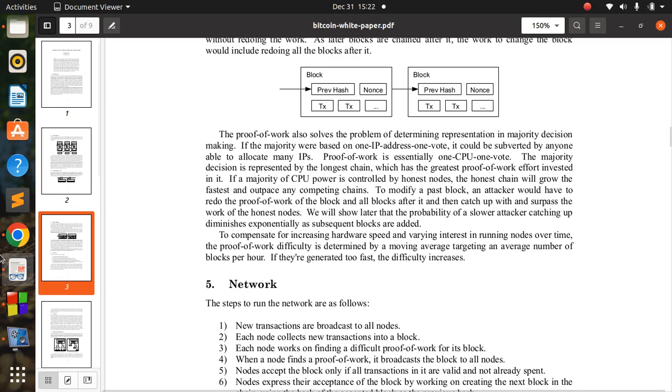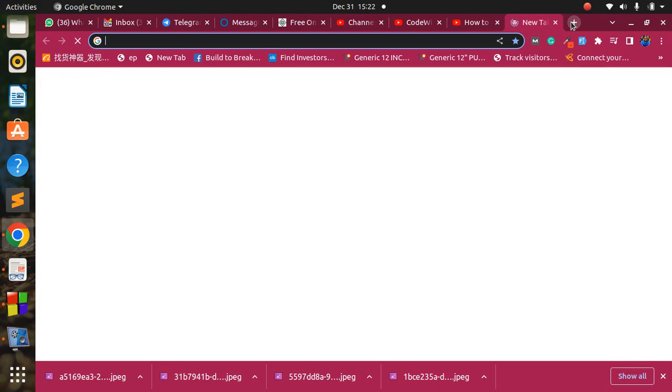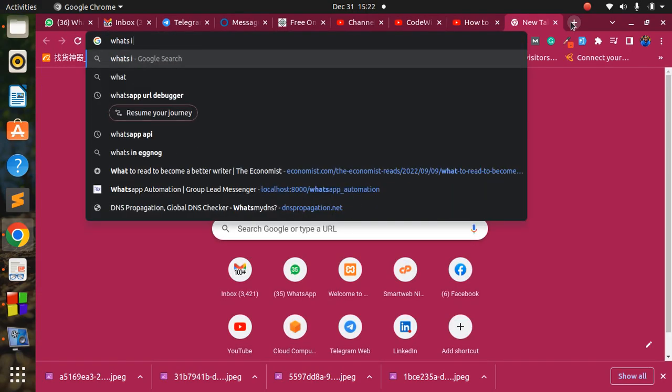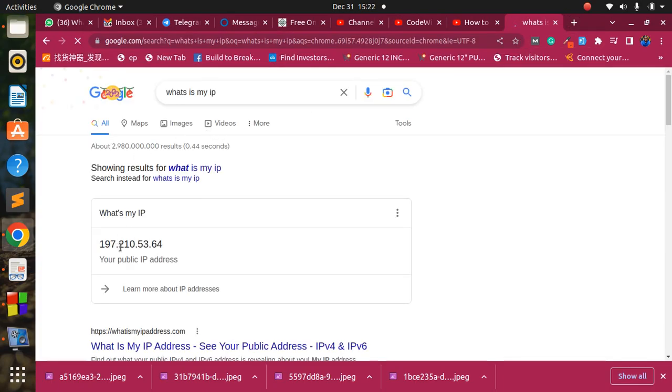You can just check your own IP address in your browser. Let me close this. So what is my IP address? It will bring up my IP for me. This is the current IP address I'm using. The IP address can change anyway. So this is what an IP address looks like. You can check that for your own. It will be a different number from mine.